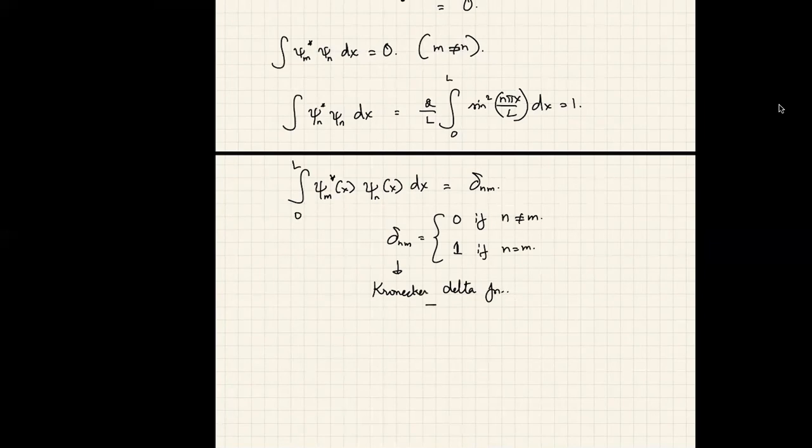The Dirac delta function tells you that delta of x is an infinite peak at x equal to 0 and 0 everywhere else. Delta nm tells you that it is equal to 0 for all n not equal to m, and 1 if n equals m.